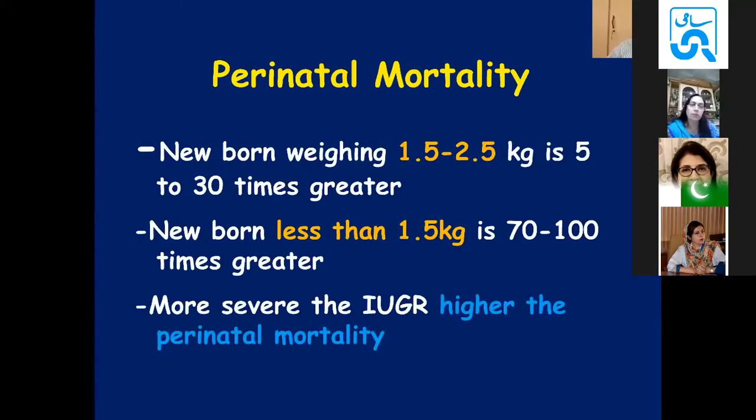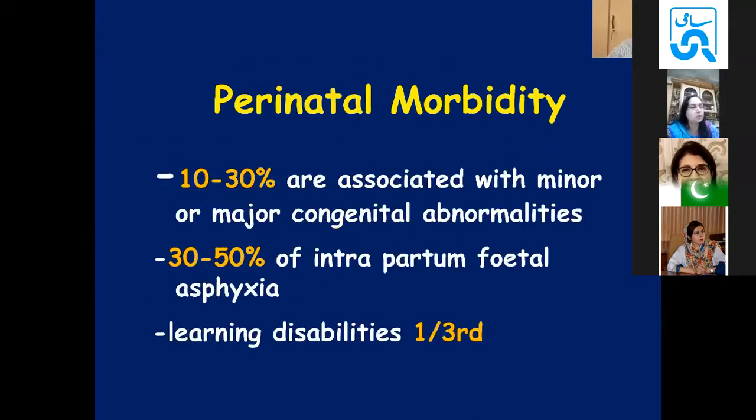When it comes to perinatal mortality, a newborn weighing 1.5 to 2.5 kg is at 5 to 30 times greater risk, whereas a newborn less than 1.5 kg is at 70 to 100 times greater risk. And that's why we say the more severe the IUGR, the higher the perinatal mortality. As far as perinatal morbidity is concerned, 10 to 30% are associated with minor or major congenital abnormalities, 30 to 50% with intrapartum fetal asphyxia, and we have noticed learning disabilities in one third of patients.